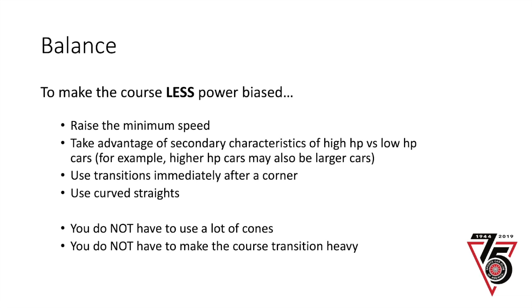We could also utilize secondary characteristics of low horsepower cars. For example, generally speaking, low horsepower cars are also smaller, so we can utilize elements that favor smaller cars. A less commonly used technique is to use transitions immediately after a corner, spaced such that a low horsepower car can get through the slalom at full throttle, while a high horsepower car has to use partial throttle through the slalom before it can accelerate more ferociously at the end. This effectively gives the low horsepower car a longer straightaway than the higher horsepower car.